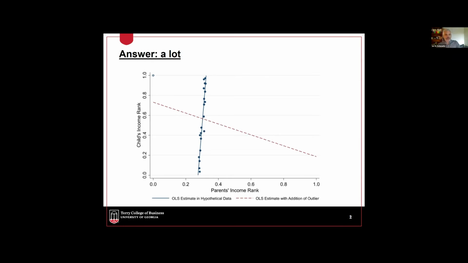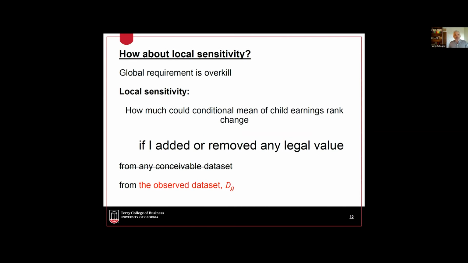So they show this hypothetical example of a case where we have a particular group where there's not very much variation in the parent's income rank. And so if we add an outlier, say somebody who grew up in the poorest household possible and ended up being in the highest income rank, then that's going to cause the slope and all of the predicted values to change considerably. Okay, so our sensitivity is going to be high if we focus on the global sensitivity. Okay, well, so that's not going to work.